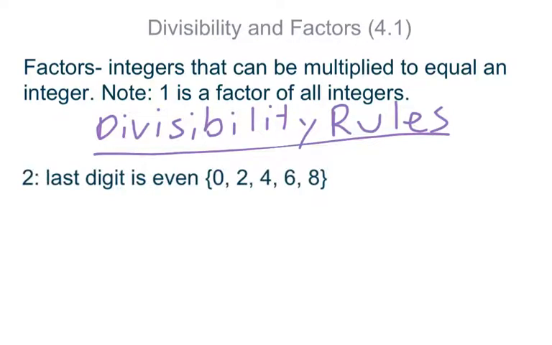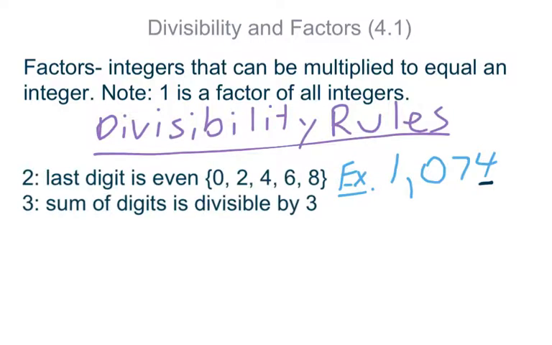So for example, 2. The last digit is all you need to check. Just see if it's even, so 0, 2, 4, 6, or 8. And an example of that would be the number 1074. All we need to look at is that last digit, that 4. And 4 is an even number. So since 4 is even, then it's going to be an even number. And 2 goes.